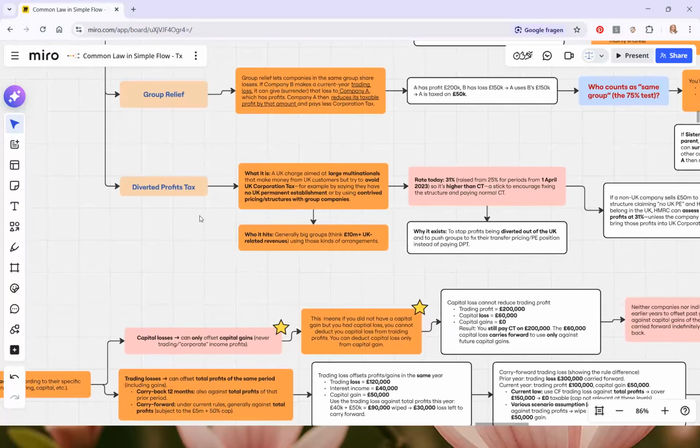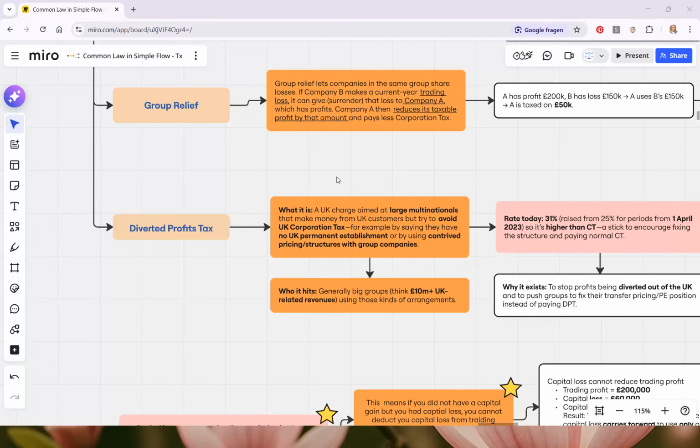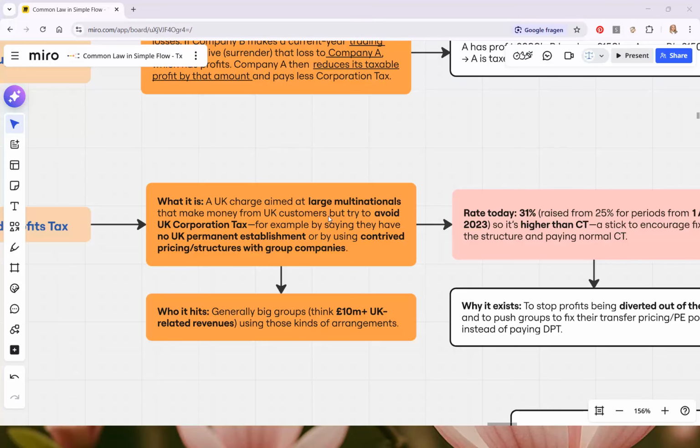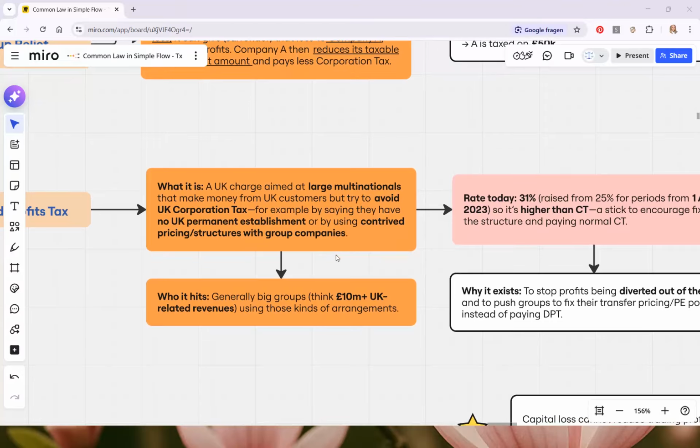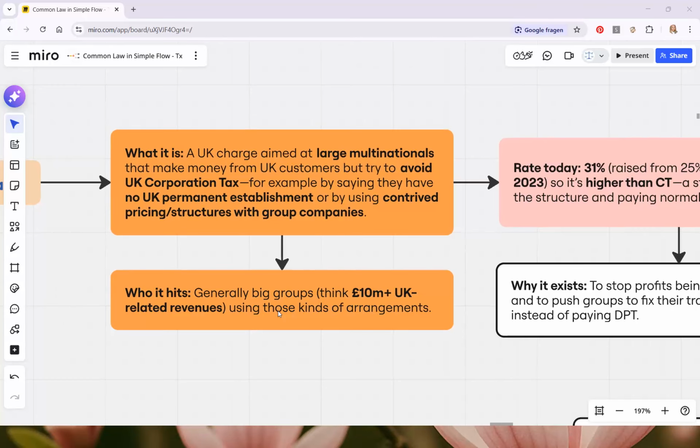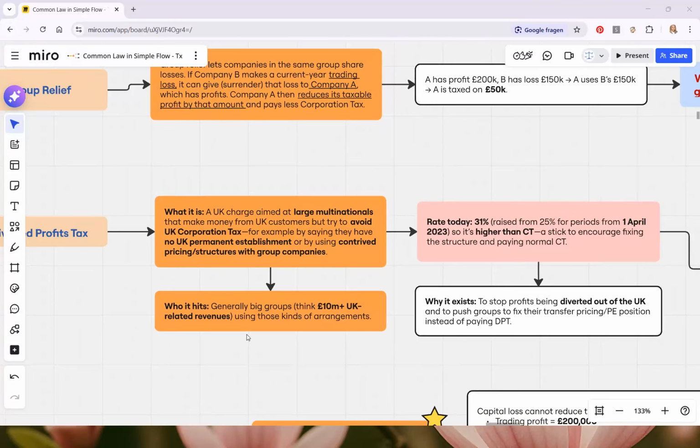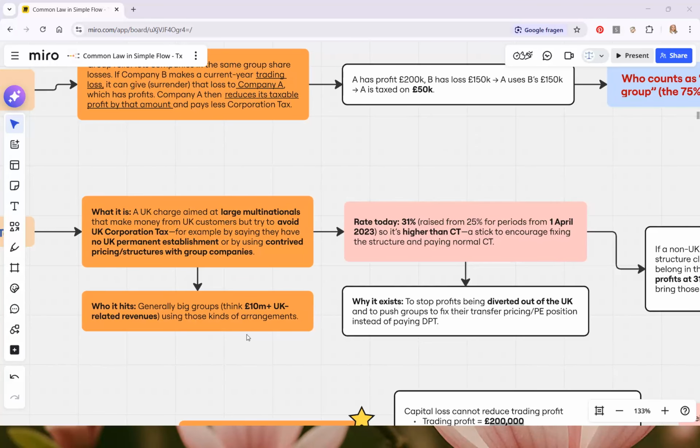And now we're talking about the diverted profits tax. So, what is diverted profits tax? A UK charge aimed at large multinationals that make money from UK customers but try to avoid UK corporation tax, for example, by saying they have no UK permanent establishment or by using contrived pricing structures with group companies. So who does it hit? Generally big groups, think 10 million plus UK related revenues using those kinds of arrangements.